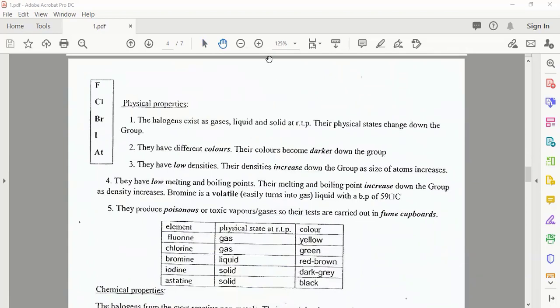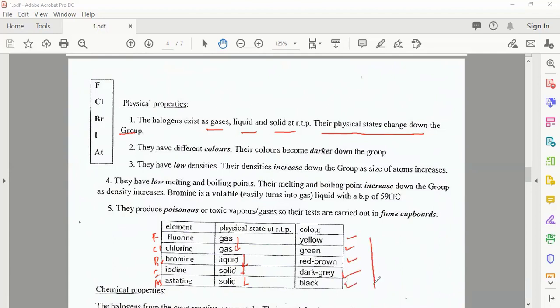Now we will see their physical properties. They're saying that halogens exist as a gas, liquid, and solid. You will find them in 3 states of matter. Their physical state changes as you go down the group. See here, this is fluorine, chlorine, bromine, iodine, astatine. This is gas; if you go down, it becomes liquid, then solid. So in a group, their physical state will change from gas to solid as you go down. Number 2, they have different colors. Their colors become darker as you go down the group. For example, fluorine is yellow, chlorine is green, then you have red-brown, then dark gray, then black.